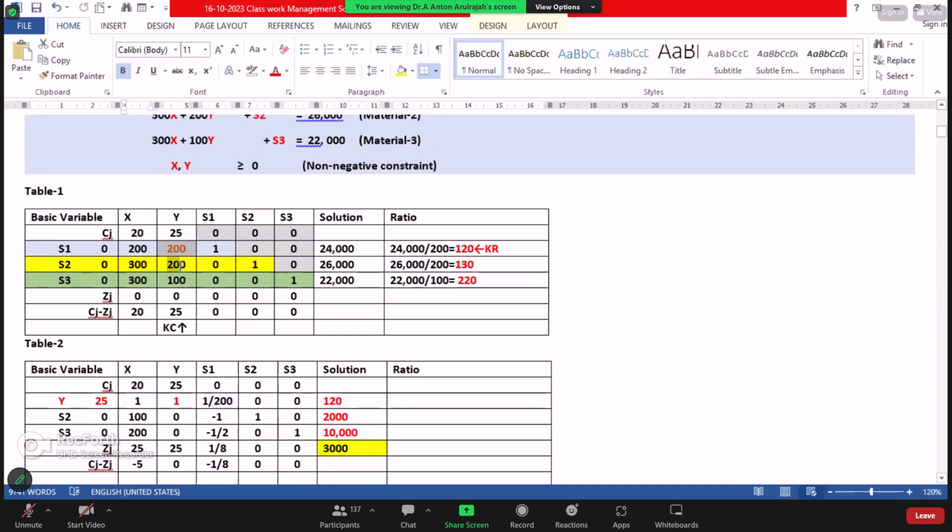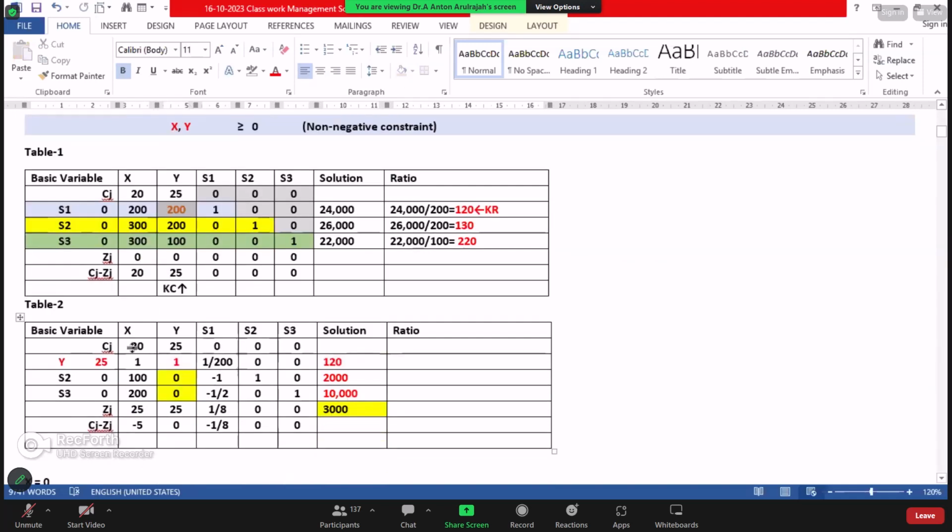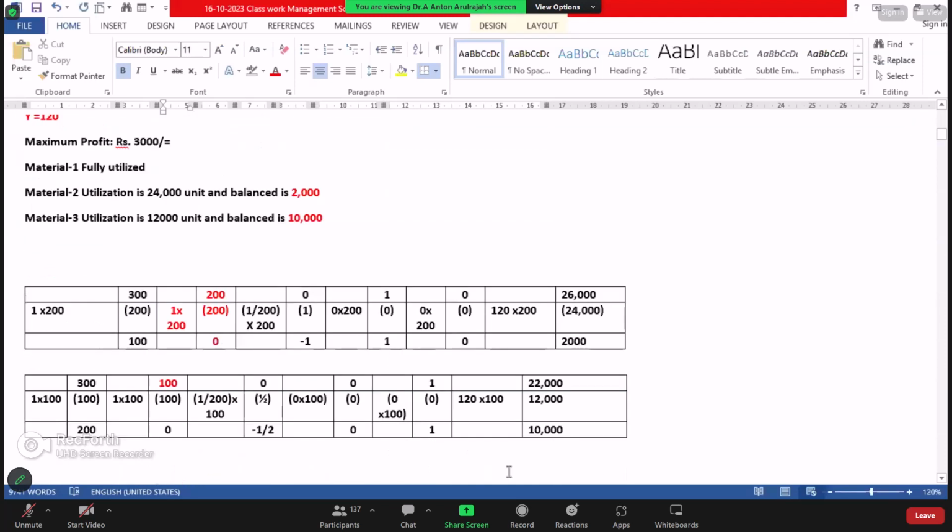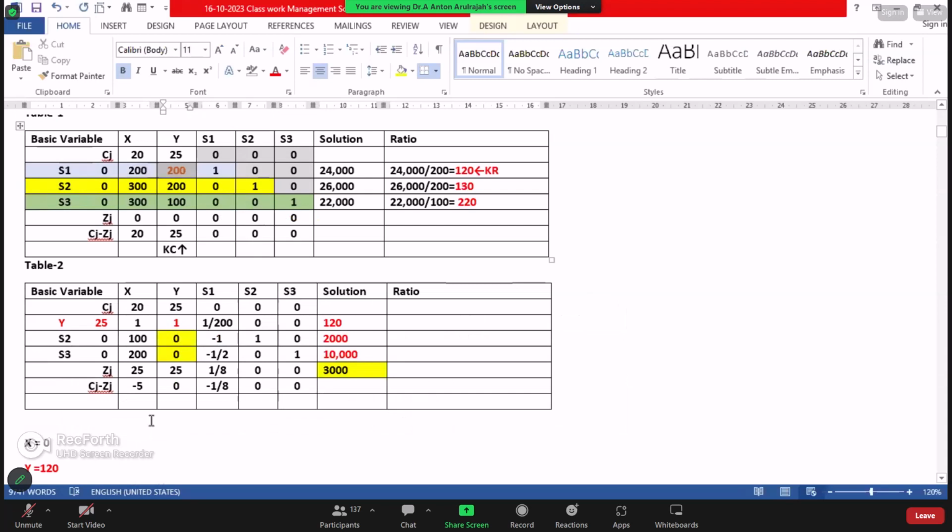You see, these two values make it 0 in the new table. That is what the rule says. These 200 and 100, we are making 0 in the new table. But there is a calculation process, right? There's a calculation process. So how do we have to make it 0 in this new table?